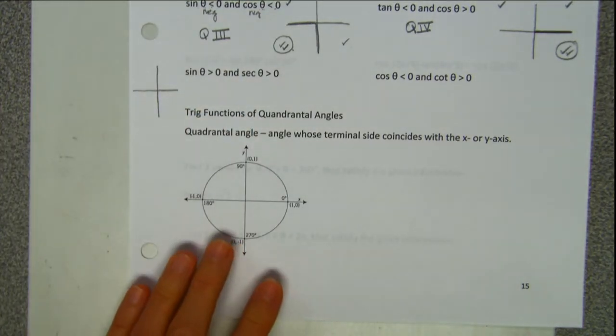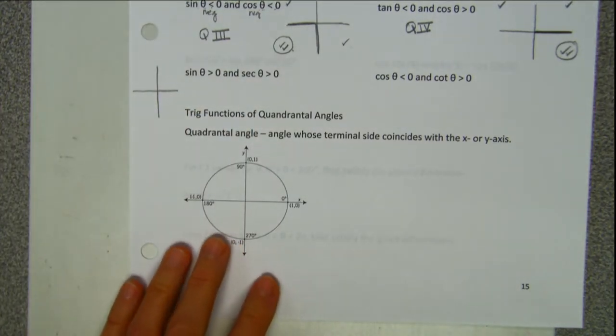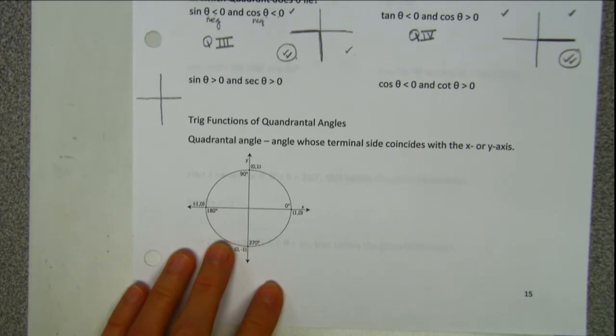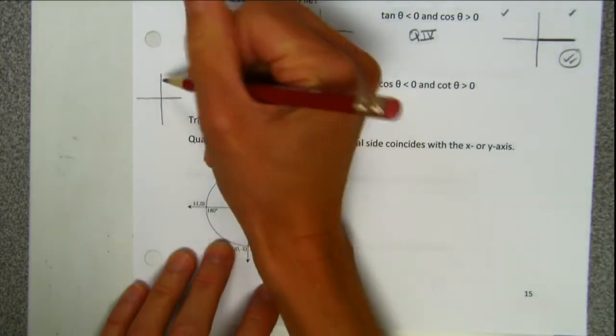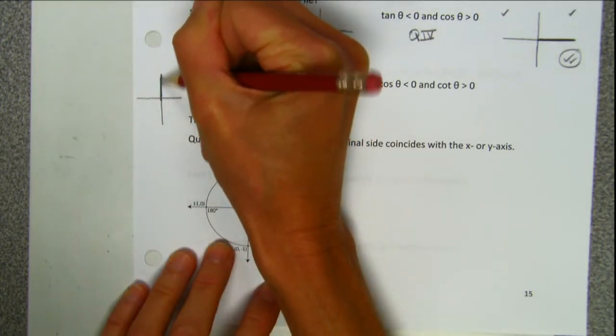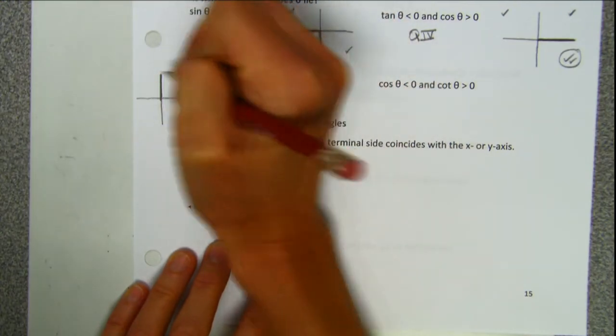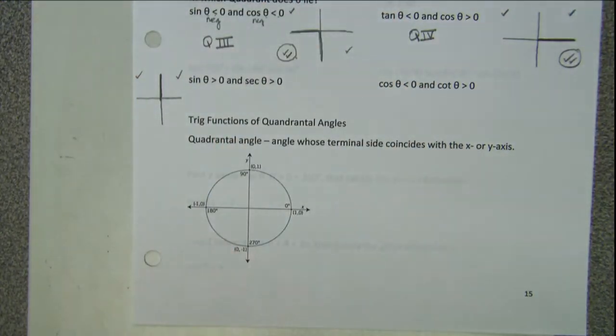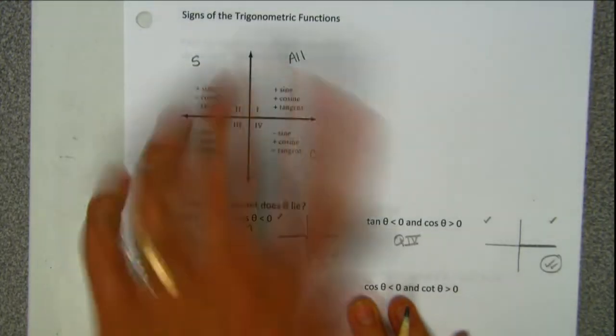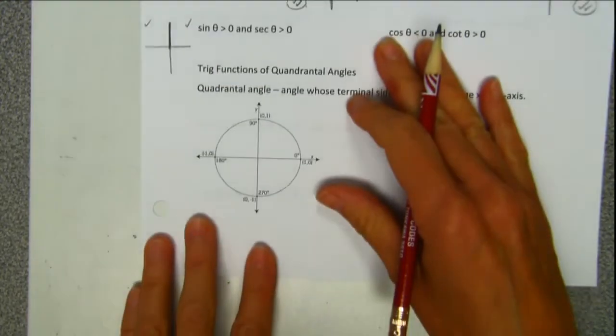Where is sine positive and secant positive? Well, sine refers to, you have to know this, y's. Where are your y's positive? Up here, quadrant 1. My sines are positive up here and here. Again, you can memorize it: All Students Take Calculus, but that's too much for me.